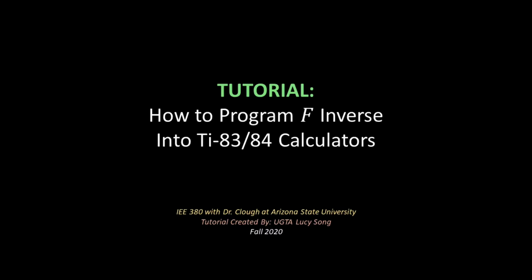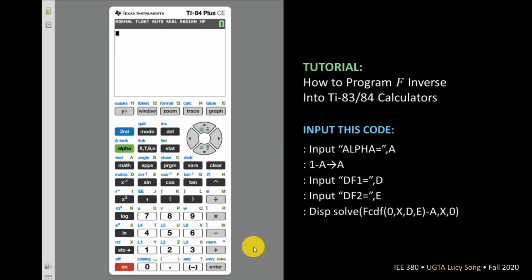I will be using a TI-84 CE calculator for this tutorial, but this tutorial also applies to TI-83s as well. For other calculators such as TI-89s and Casios, they might require slightly different steps, or they might already have the function pre-programmed. I suggest looking on Google and YouTube for more information specific to your calculator model. Now let's begin our tutorial on programming the F-inverse function into your calculator.